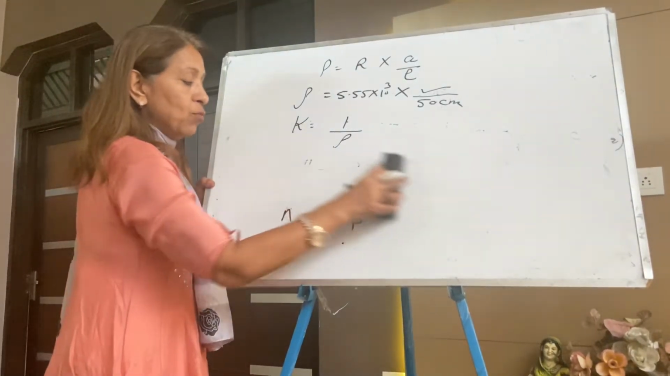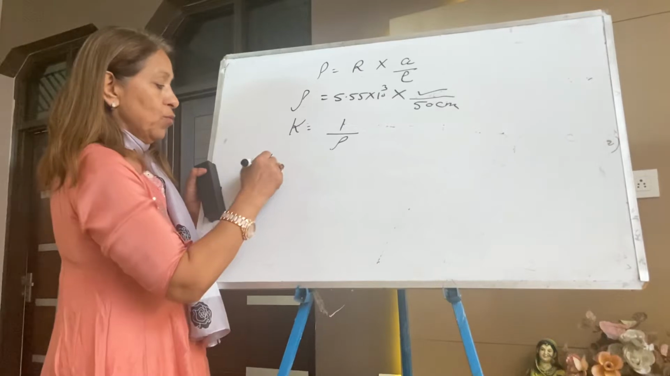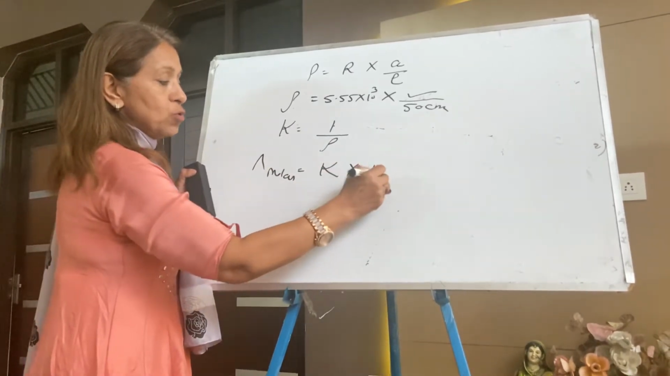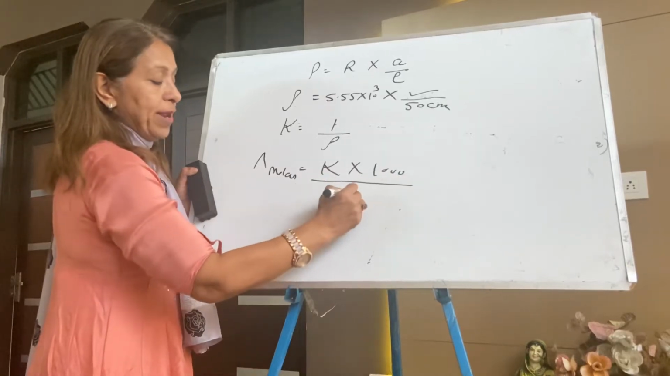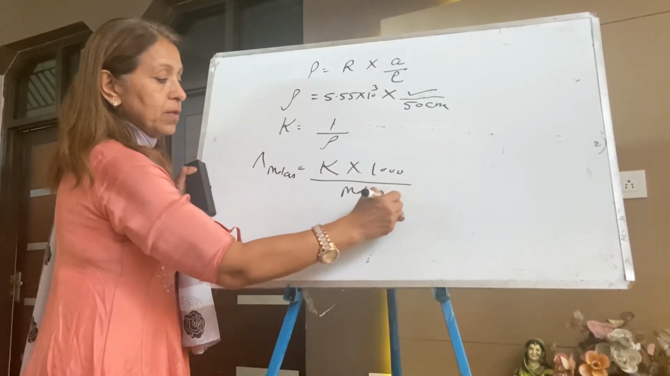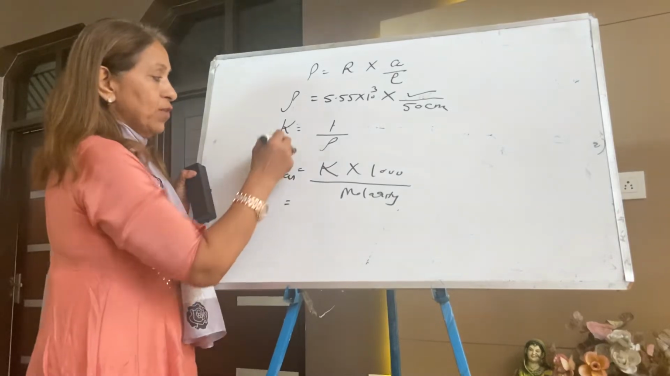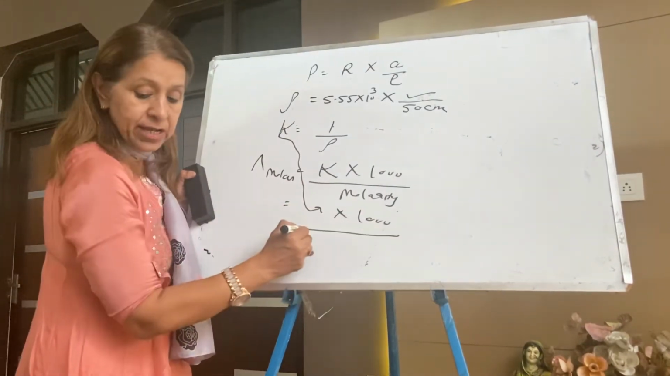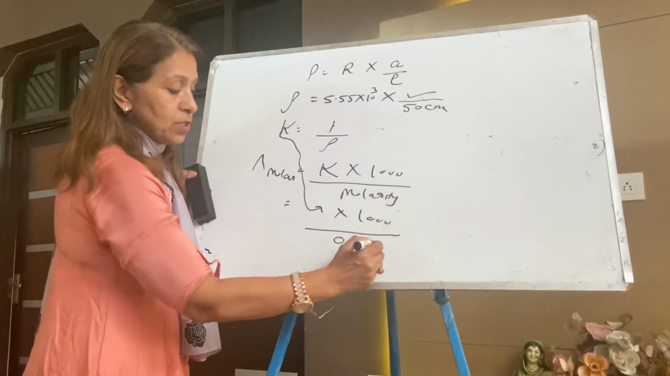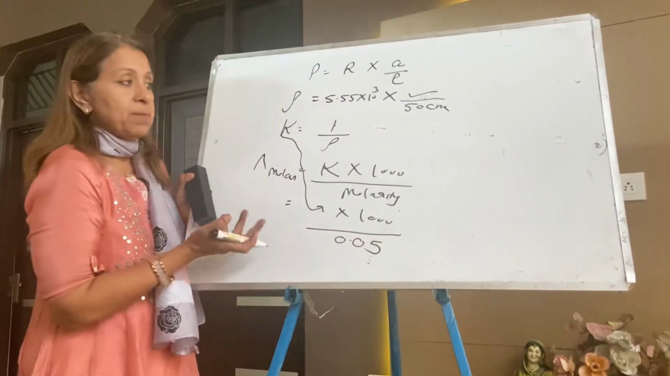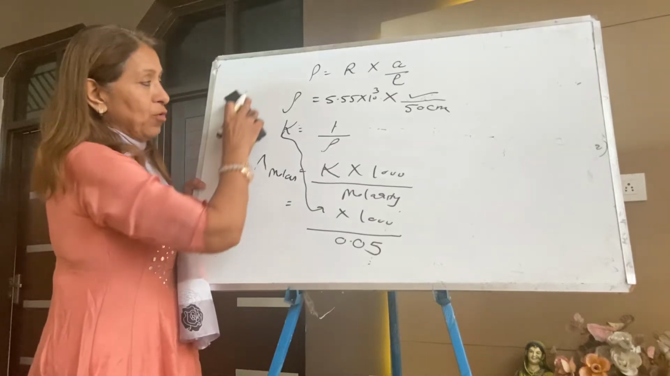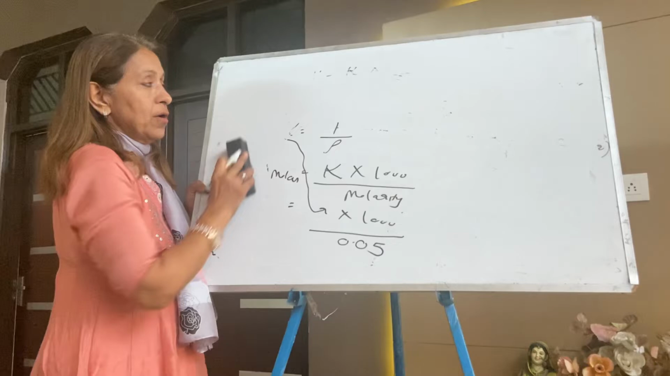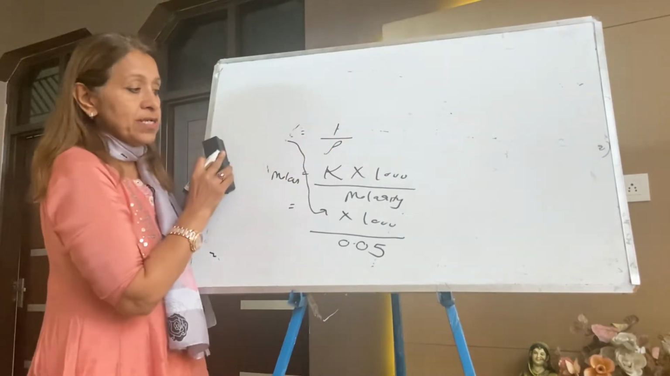Okay, I am taking molar conductivity. Molar conductivity is equal to K into 1000 by molarity. K is whatever K comes, you put here, into 1000, and the molarity is given, 0.05. So this is a simple way to calculate your answer. Now, these are two examples I have covered. Now I am shifting to the exercise questions.